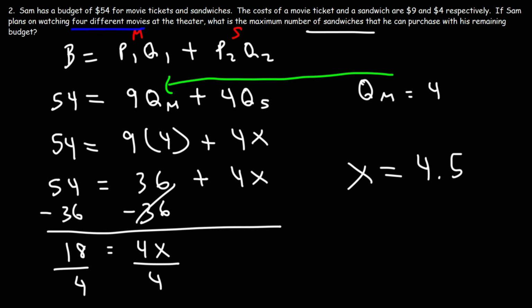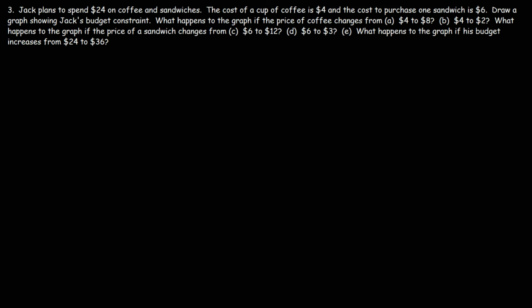Now, he can't buy 5 sandwiches because that will exceed his budget. And since sandwiches come in whole number values, we're assuming that he can't buy half a sandwich. The maximum number of sandwiches that he can buy, that is the maximum number of whole number sandwiches, is 4. So given his budget constraint, he can buy a maximum of 4 sandwiches. Now let's move on to number 3.